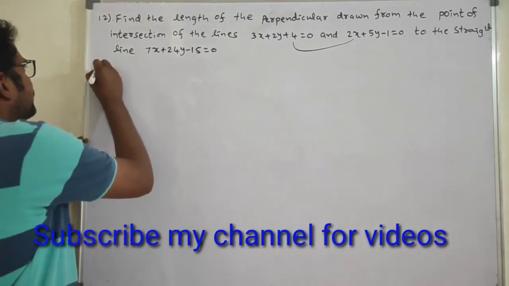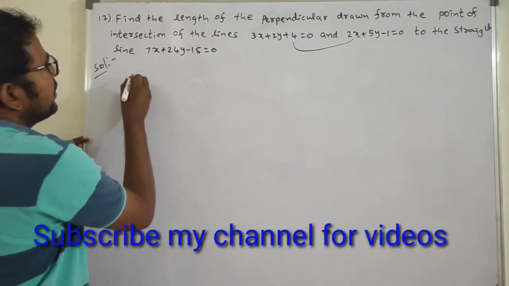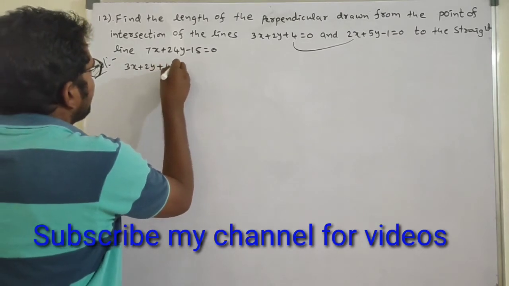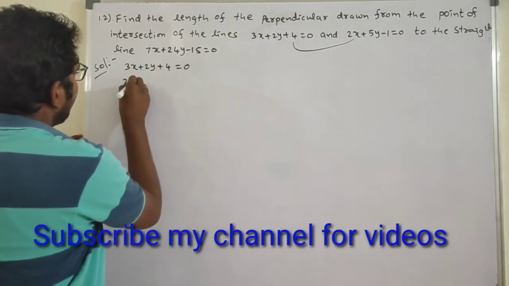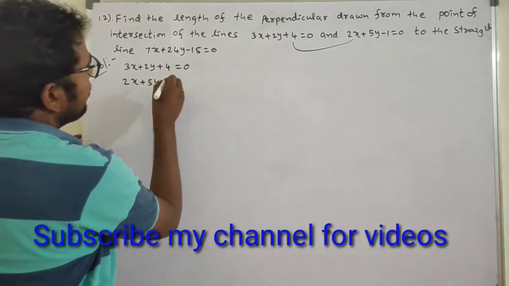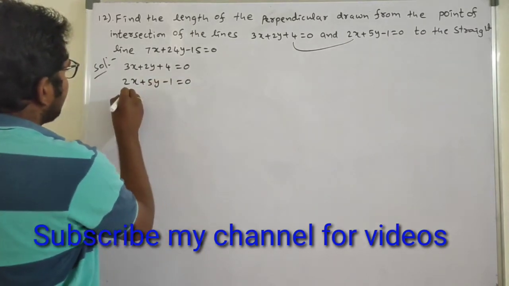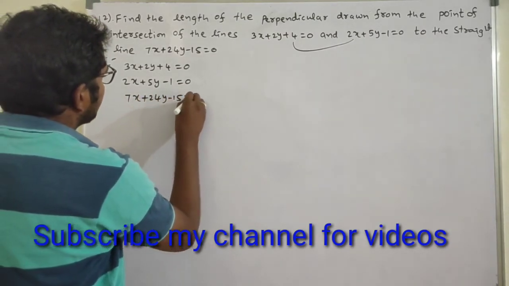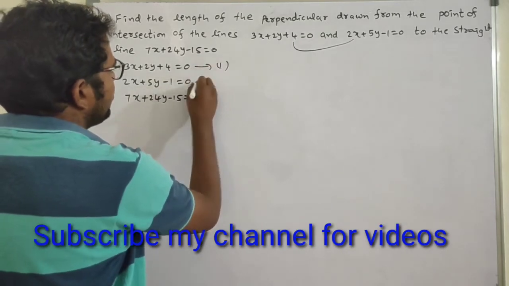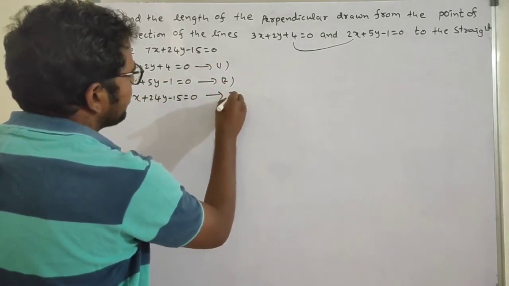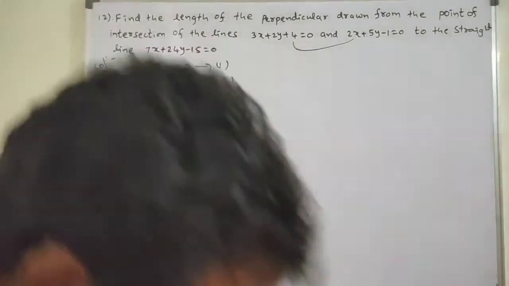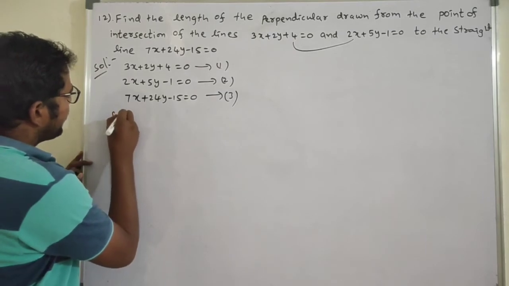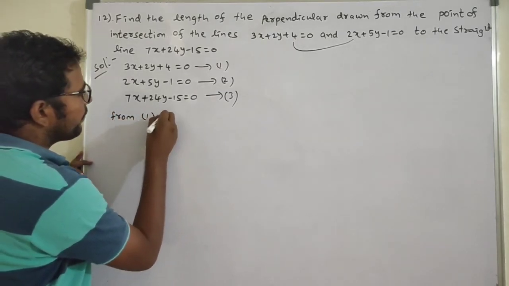Okay? So solution. Write the given equations: 3x plus 2y plus 4 equals 0, 2x plus 5y minus 1 equals 0. Next, the last line, 7x plus 24y minus 15 equals 0. Take them as equation number 1, equation number 2, equation number 3. Now find the point of intersection of equations 1 and 2.